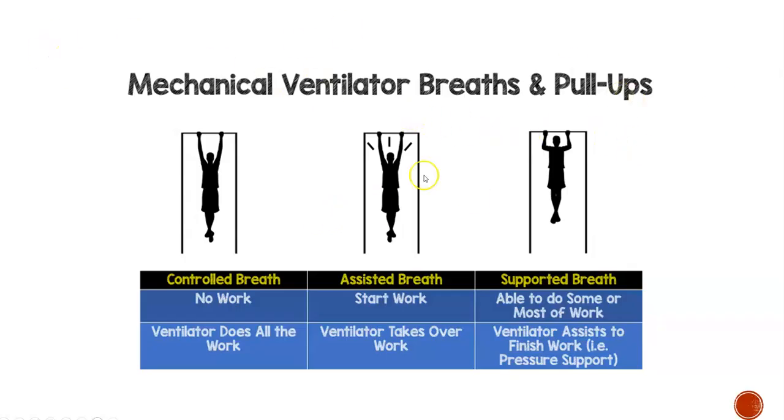And then this is just a little thing that I found. A controlled breath is no work; the ventilator does all the work. In an assisted breath, the patient starts the work, then the ventilator takes over the work. And in a supported breath, they're able to do some or most of the work, and the ventilator assists to finish the work, i.e. pressure support.